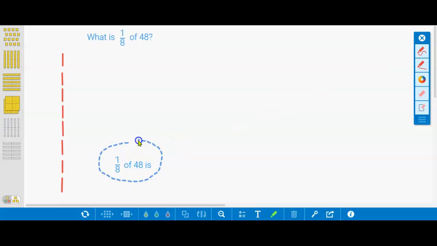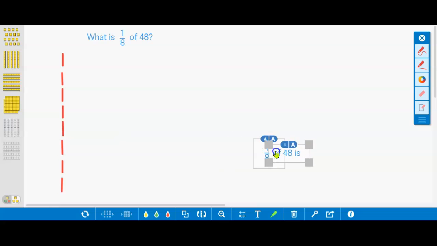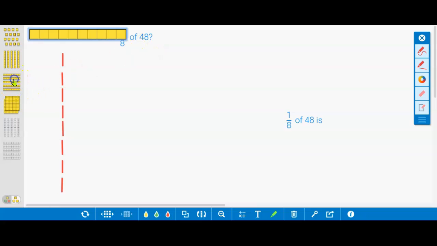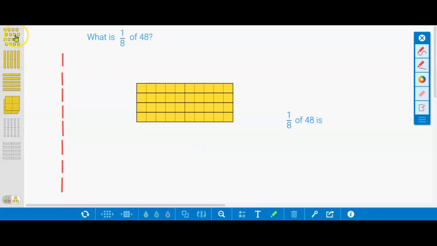Let's move this away by circling it and then dragging. There we go. So now we have 8 rows and we need 48 units. 10, 20, 30, 40. Hold Shift to highlight them all. And 8. 1, 2, 3, 4, 5, 6, 7, 8. You can also circle them, and it doesn't always work. That's why I like the Shift. Hold Shift and click them all, and then you can move them all.